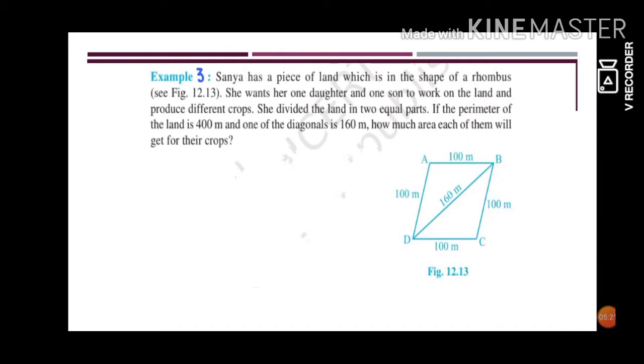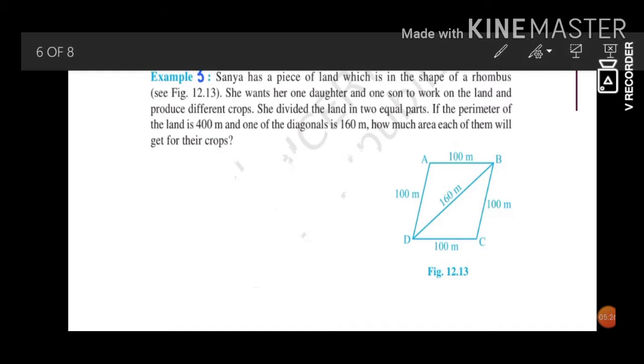Now let us see example number 3. In example number 3, Sania has a piece of land which is in the shape of a rhombus. We have to see the figure. So you can see the shape of a rhombus ABCD. She wants her daughter and son to work on the land and produce different crops. She divided the land into 2 equal parts. If the perimeter of the land is 400 meter and one of the diagonals is 160 meter, how much area will each of them get for their crops? So we have to divide the total area into 2 parts.